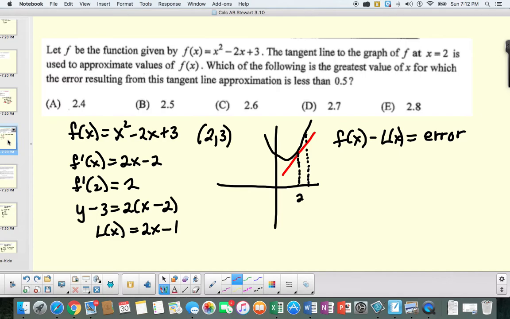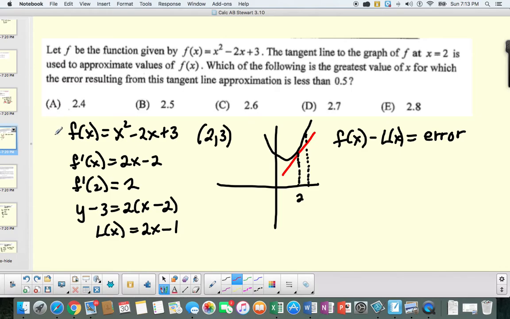All right, let's take a look at this one. This comes from an old AP question. Let f be the function. The tangent line at x equal to 2 is used to approximate. Which of the following is the greatest value of x for which the error resulting from this tangent line approximation is less than 0.5? All right, let's go through the steps.